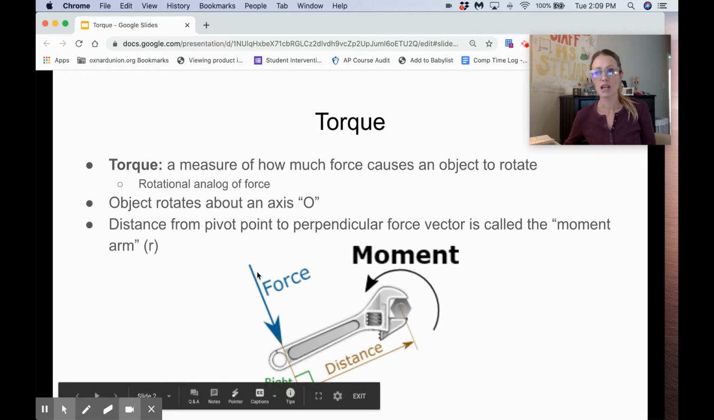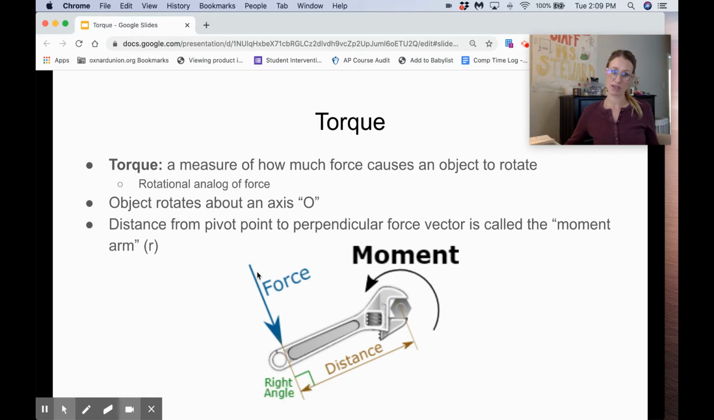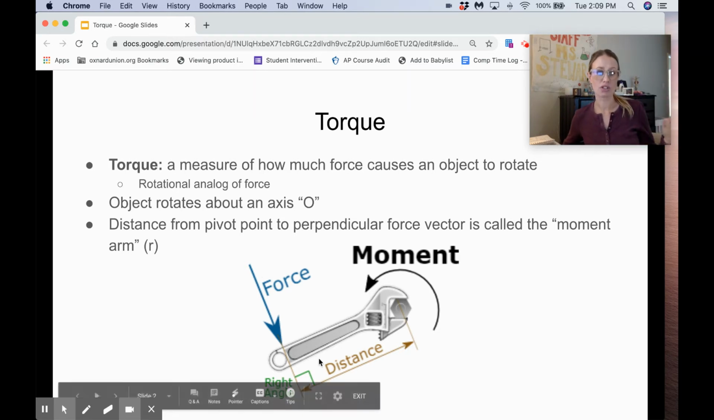Now, sometimes the force is not perpendicular. So we would then find the perpendicular force component, because that would be the component that is causing the torque. And then r, in that case, would be our moment arm. But technically, if that force is not coming in at a perpendicular right angle to the axis of rotation or to the moment arm, then we don't actually call it a moment arm. It's not a huge deal.